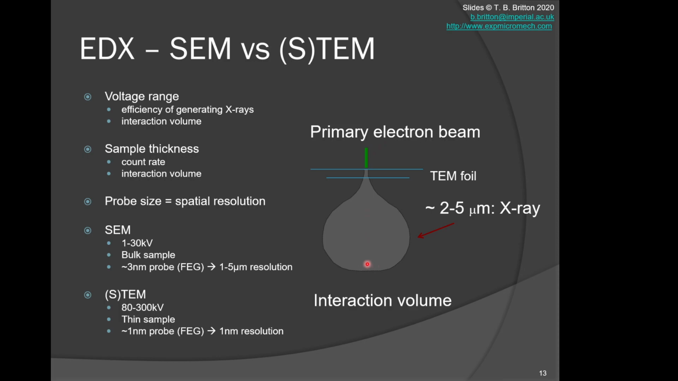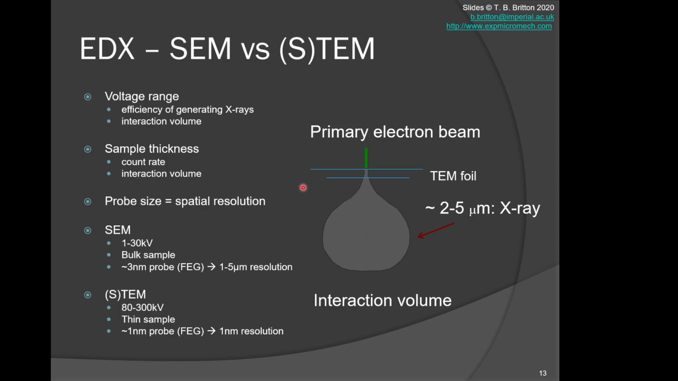Note also that in order to generate those characteristic X-rays, we have to promote the core electron upwards to a high energy state, so the primary electron energy must be greater than the characteristic X-ray energy. It will also change the interaction volume, not only the penetration depth, but also the scattering width, and we'll see this is quite important much later.